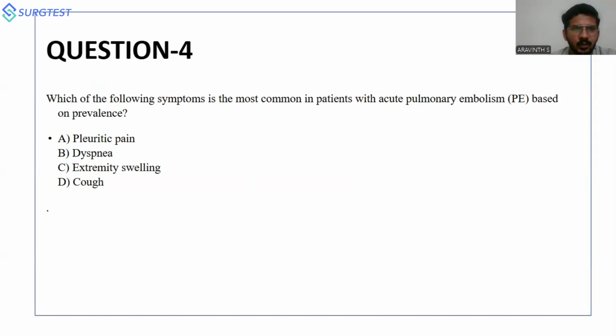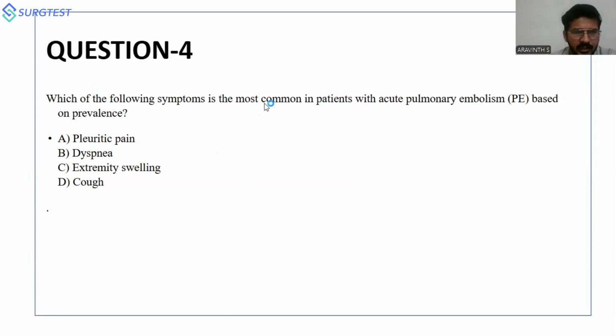So question 4, which of the following symptoms is the most common? So a patient comes to you. Which of the following symptoms is the most common in patients with acute pulmonary embolism based on prevalence? So which symptom do most patients present with? A. Pleuritic pain. B. Dyspnea. C. Extremity swelling. D. Cough.